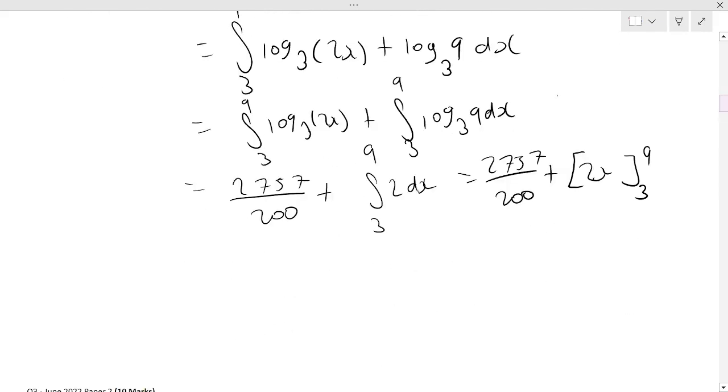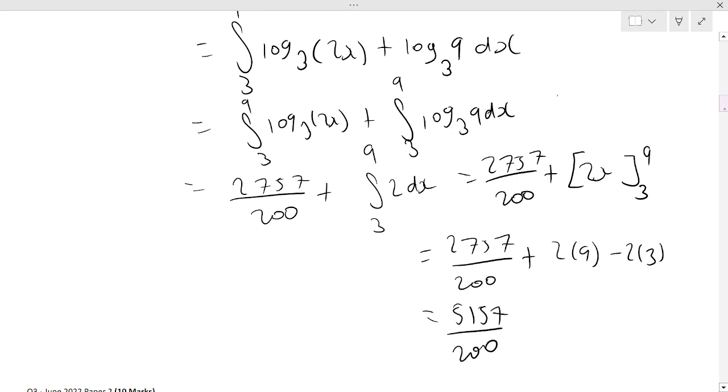And then if we evaluate that, 2725 over 200, add 2 of 9 minus 2 of 3. So remember, you substitute the upper limit and then subtract the lower limit. And you put that into the calculator. You get this number here, this fraction here, 5157 over 200. That's it for that question.